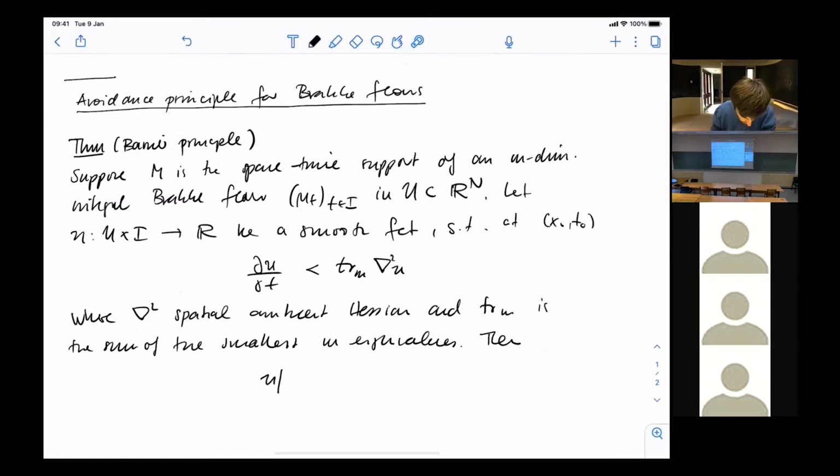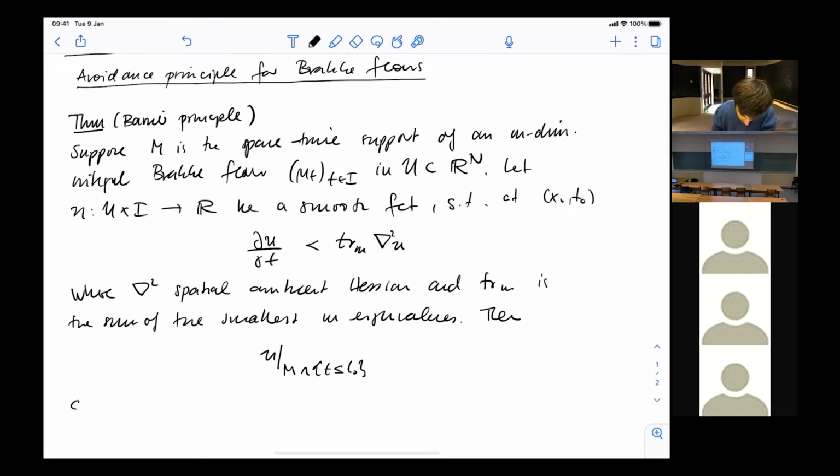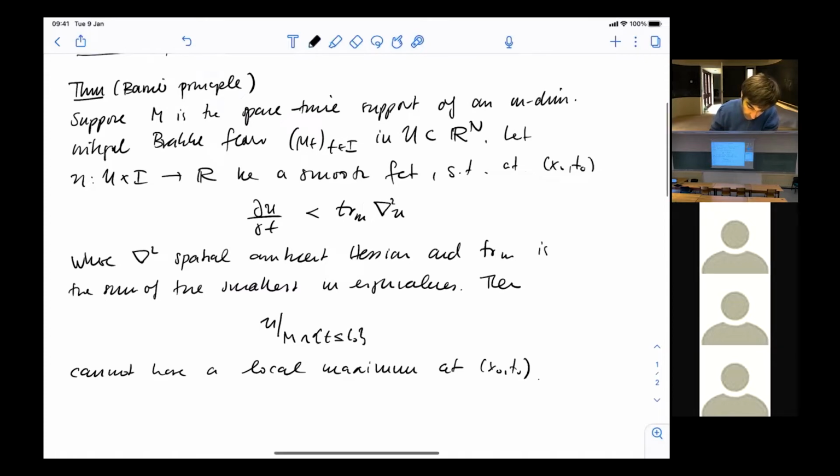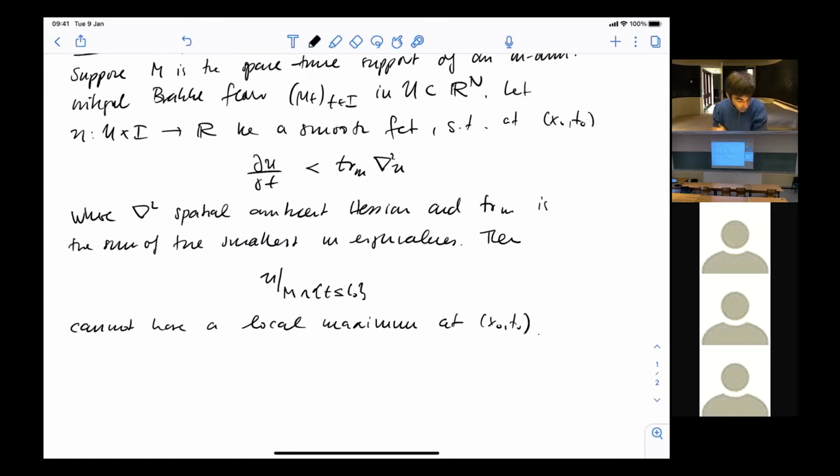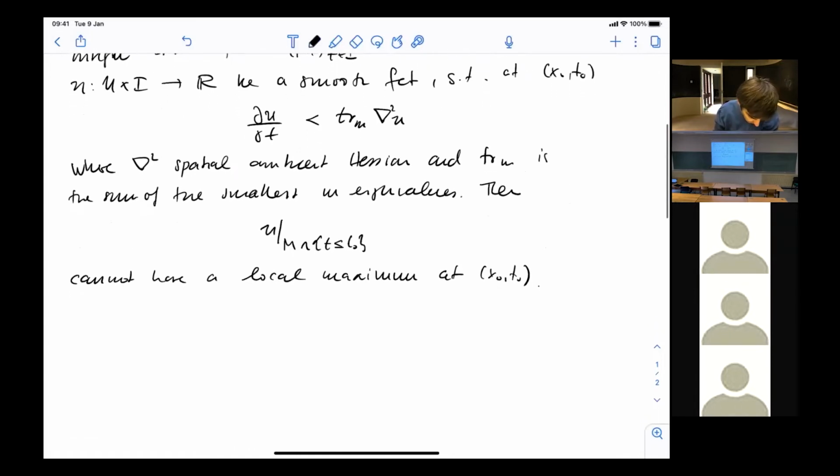if you restrict u to this space-time support prior to t less than t0, then this cannot have a local maximum at (x0, t0). Okay. So this means you can use functions as barriers even for higher codimension mean curvature flow. Let's do a proof.